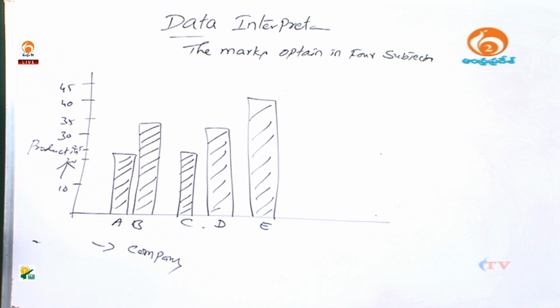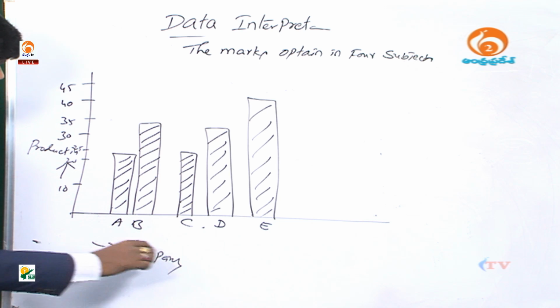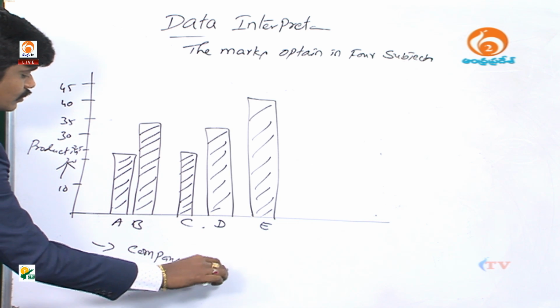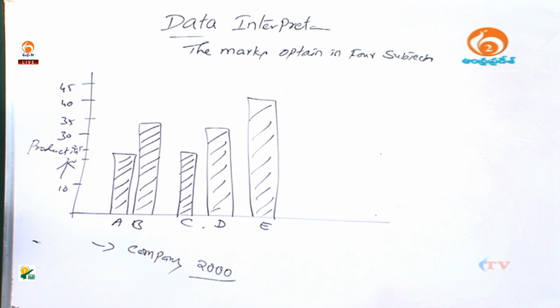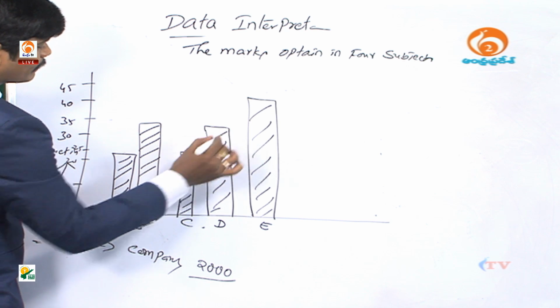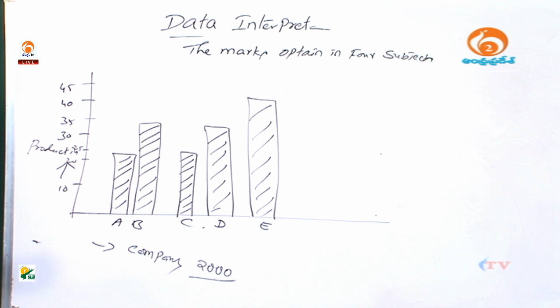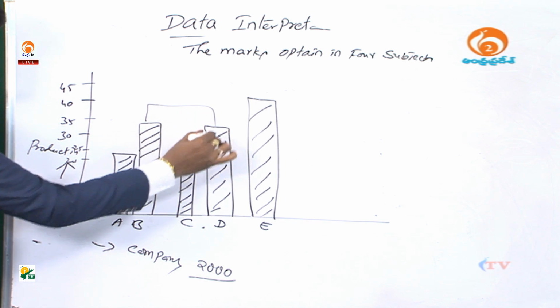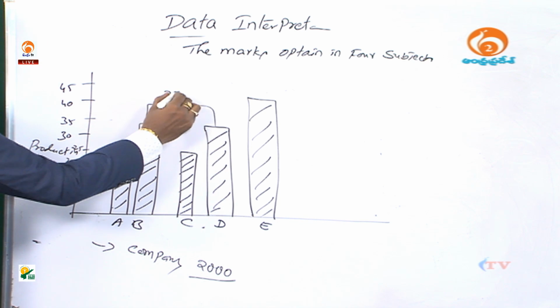This bar graph indicates the production of companies A, B, C, D in the year 2000. In which two companies is the production almost equal? Here both B and C are almost equal, and their values are 35.